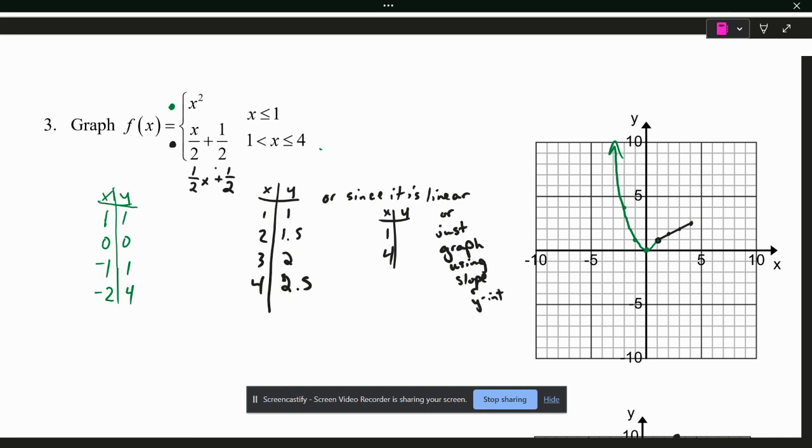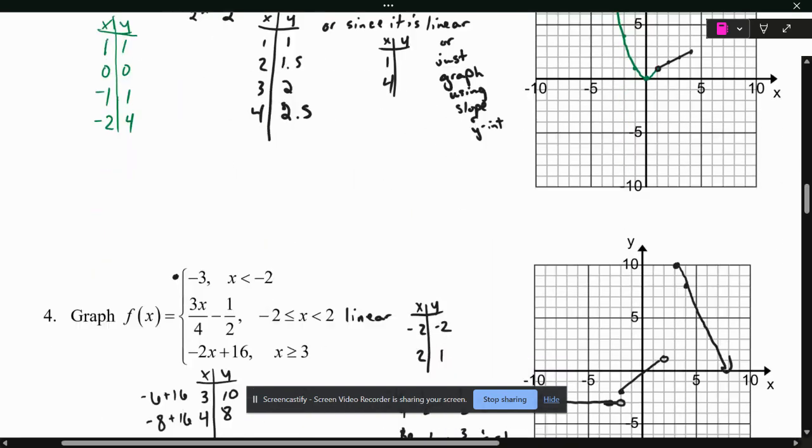One thing I want to make note of is it's a closed circle with the green and an open circle with the black, so it's continuous the whole entire way through, which is nice. There's no gaps or no holes in it or anything in example number 3. Okay. Questions at all before I move to number 4?